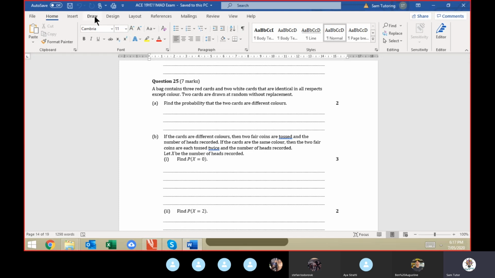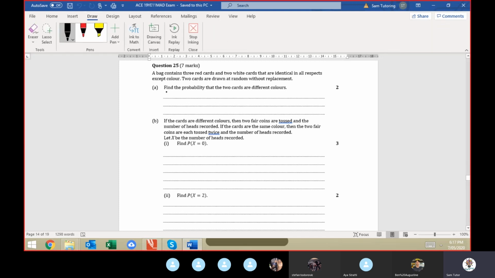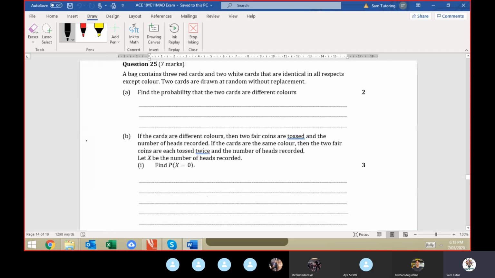Okay, so let's try this one here. A bag contains 3 red cards and 2 white cards, because it's worth, I don't know, 7 marks. So let's see if we can try to answer this. A bag contains 3 red cards and 2 white cards that are identical in all respects except color. So 3 red and 2 white. 2 cards are drawn at random without replacement. Find the probability that the 2 cards are different colors.